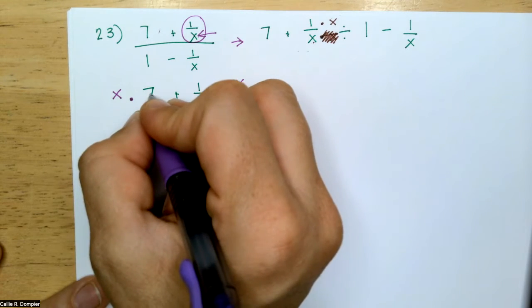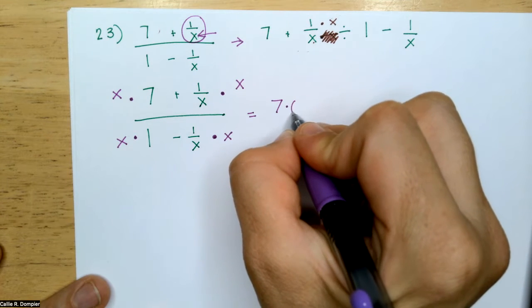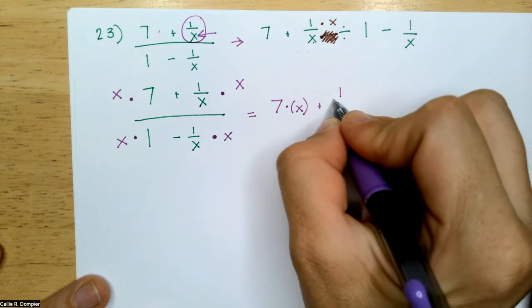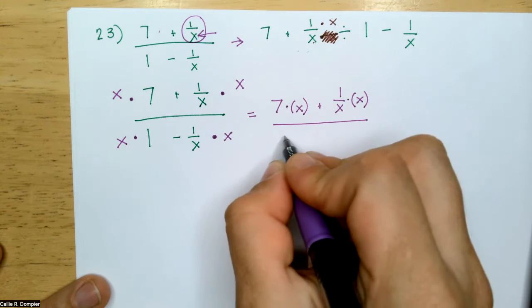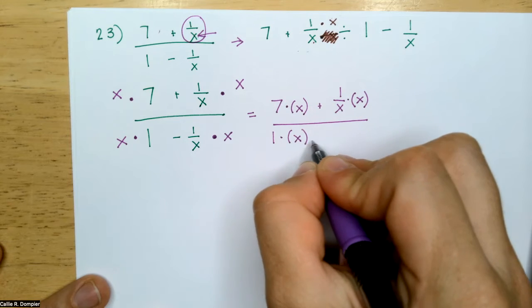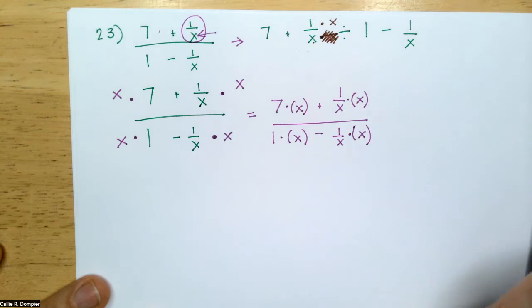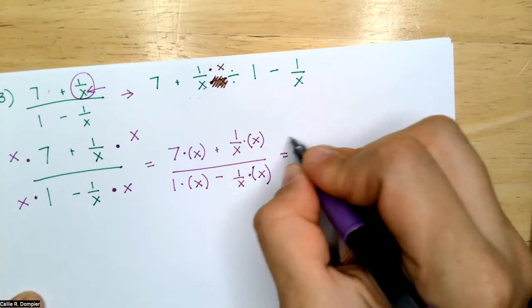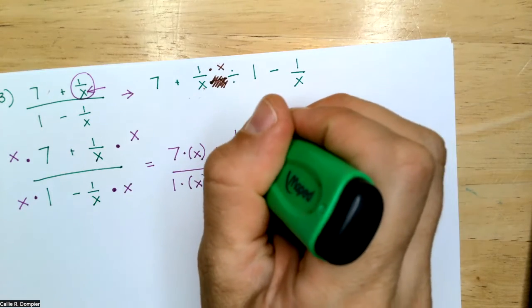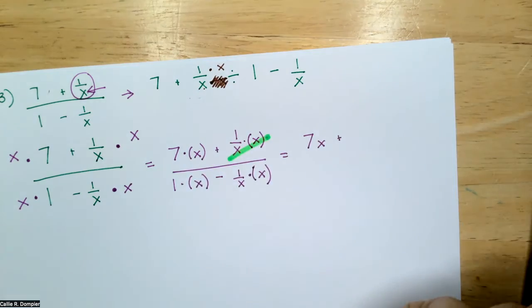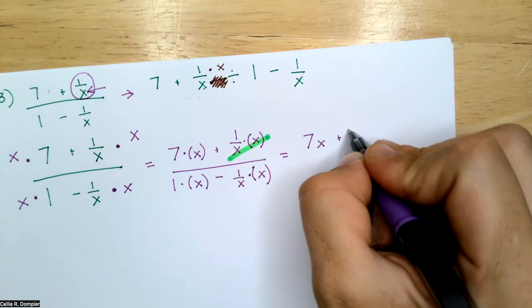So now I'm just distributing those x's, or I'll just rewrite it. 7 times x plus 1 over x times x, divided by 1 times x minus 1 over x times x. Good. Now I'm just going to distribute those. 7 times x is 7x plus, remember I said the reason I'm doing this is because if there's an x in the top and an x in the bottom, I can cancel them. So 1 divided by x times x is just 1.